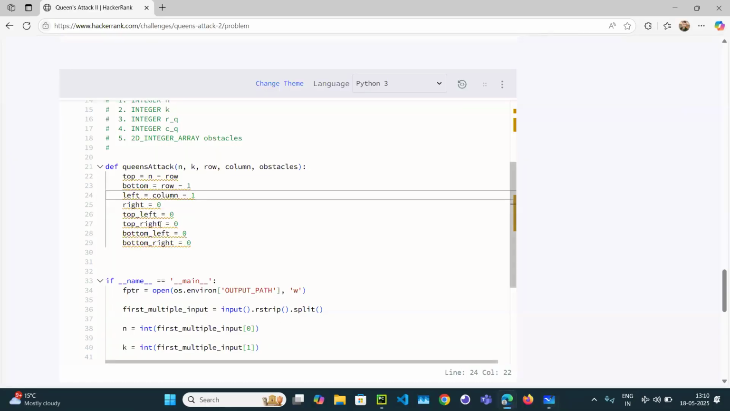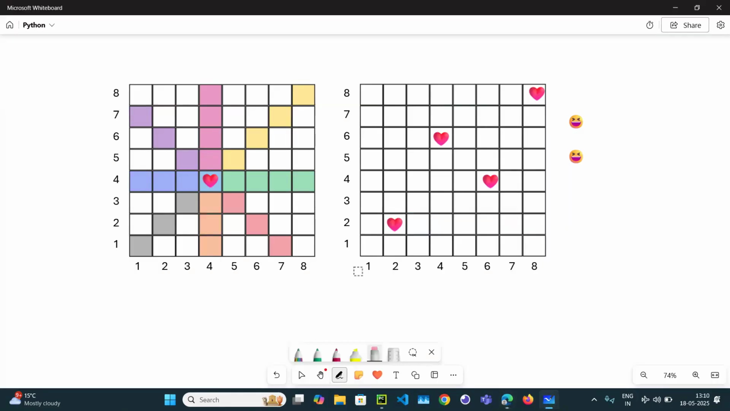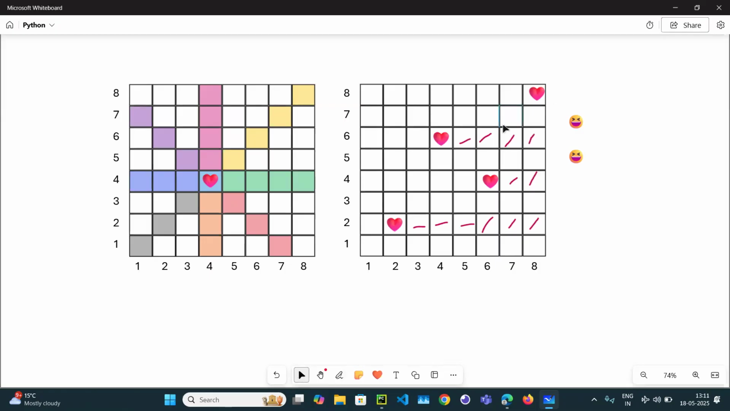Okay, now let's calculate the right. How many columns can the queen attack on the right? I am taking the same four examples. So if the queen is here on the right, 1, 2, 3, 4, 5, 6. Here 1, 2. Here 1, 2, 3, 4. And here the queen cannot attack. Okay. Is there any formula? The answer is yes.